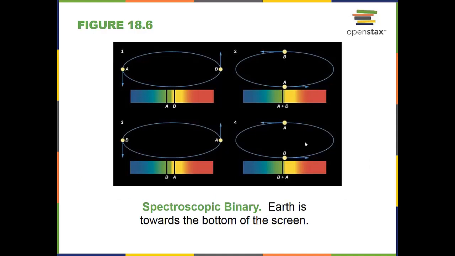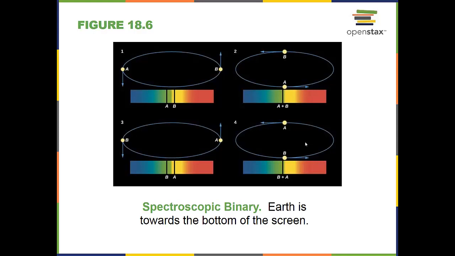Spectroscopic binaries are much more common than visual binaries. You might only see one star, but each absorption line in the star's spectrum gets split into two and combines into one again. What's happening is that you're seeing the combined spectra of the two stars.